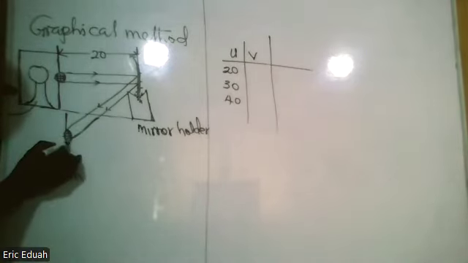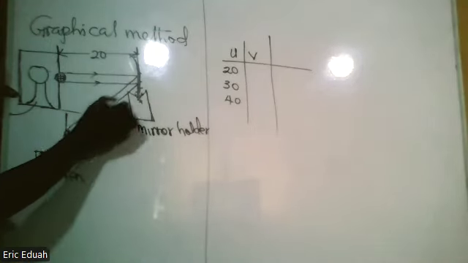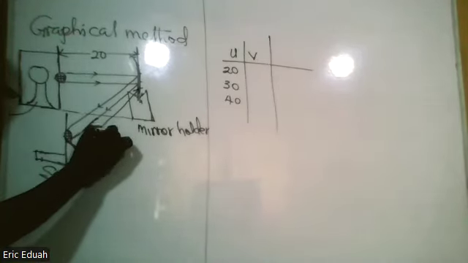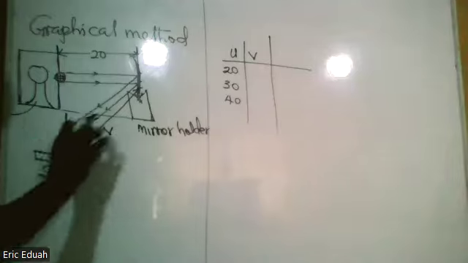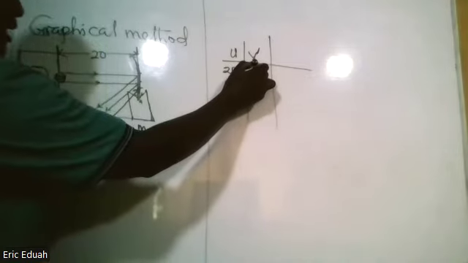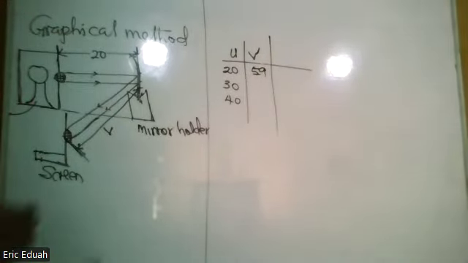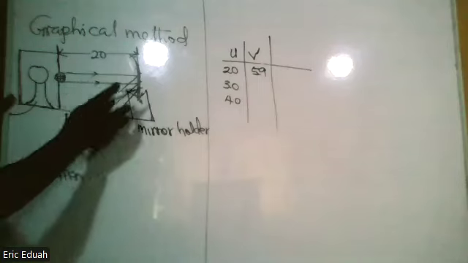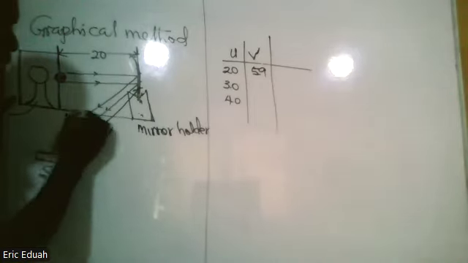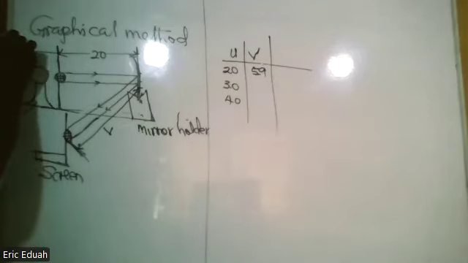Then you measure the image distance, which is the distance from the mirror to the image. For this distance, the image distance v, you measure from here to here and record. Let's assume that is, I'm assuming. Then you come to 30. So you must push the mirror holder back because you are measuring a distance of 30 centimeters from the illuminated object.